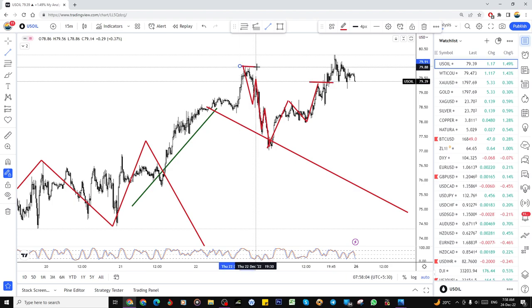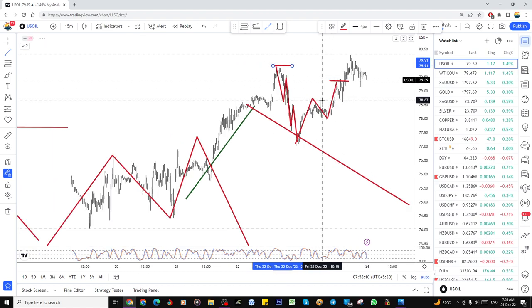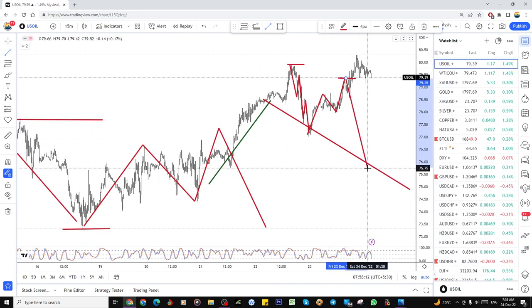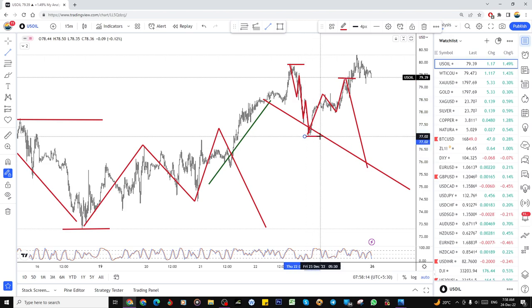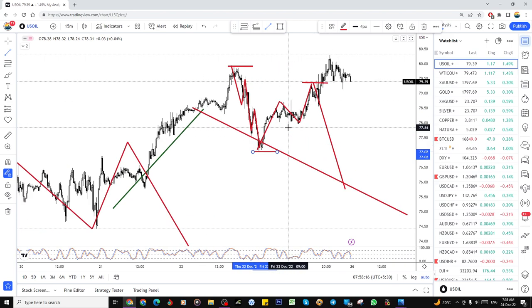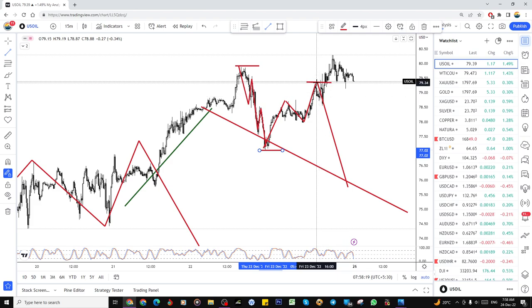I entered at 79.4, placed the stop loss at 79.9, and the market hit my stop loss. No worries on that, because I'm expecting that at least it has to break this. So here I calculated: I entered at 79.3. What is my stop loss? 79.9. So 60 pips is my stop loss for the target below 77. So I entered at 79.3.